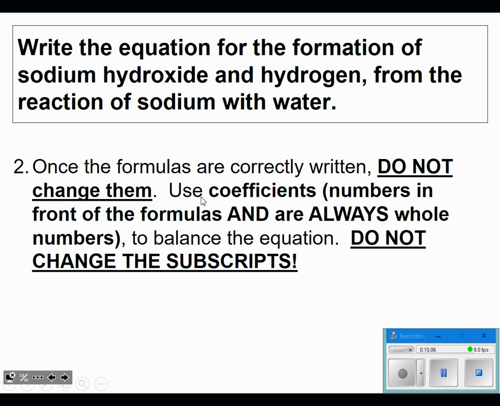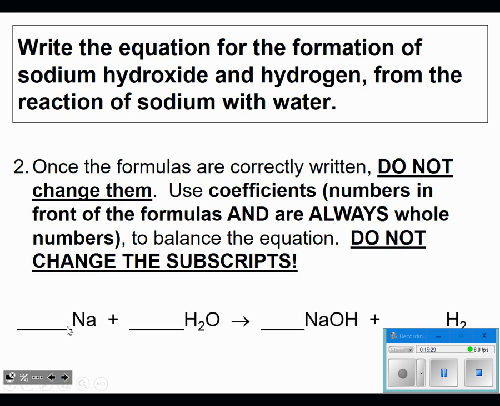We are now going to use what's called coefficients, which are large numbers in front of the compounds or formulas or elements, and they always have to be whole numbers, to balance the equation out. Remember, in order to follow the law of conservation of mass, we have to have the same number of elements on both sides.